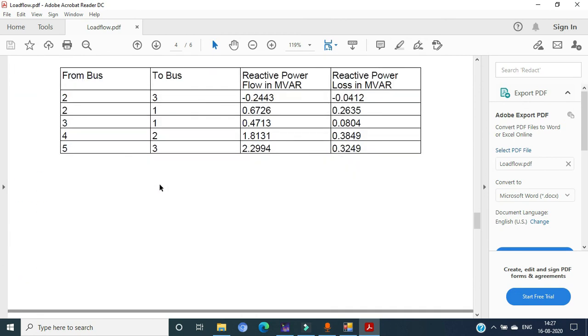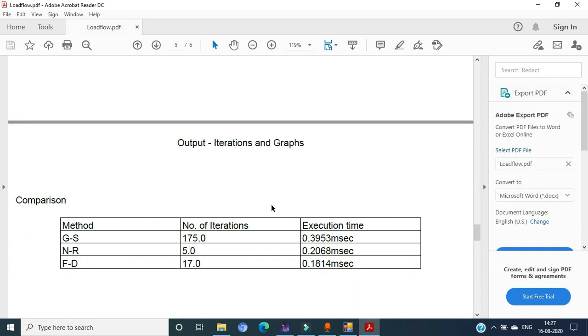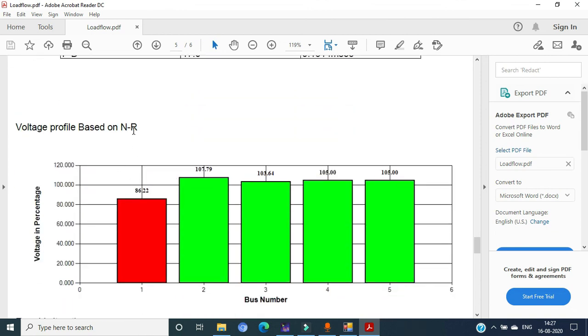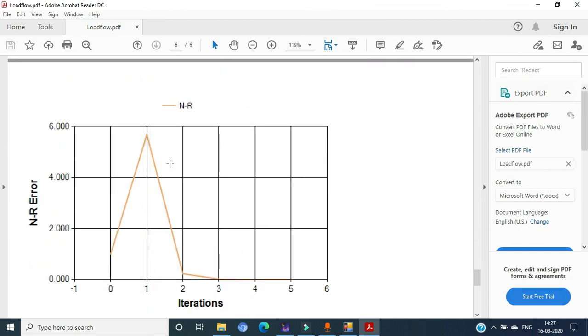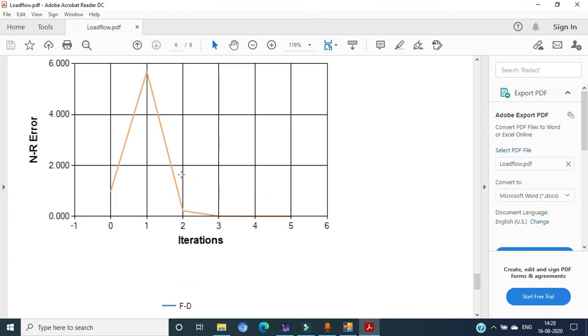Moving to the next page, that is the fifth page, the comparison, the number of iterations, and you can also see the execution time, how fast it is executed. All these terms can be assessed from this page. You can also see the voltage profile, which is based on the Newton-Raphson method. Only one result can be seen here based on the Newton-Raphson method, along with the Gauss Seidel error versus iteration. And on the last page you can see the graph of Newton-Raphson and the fast decoupled load flow error versus iteration.